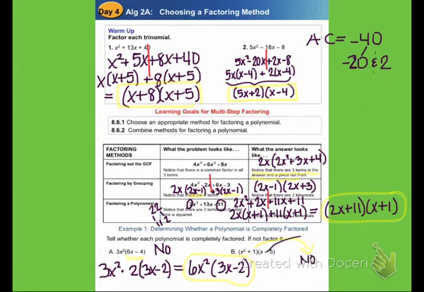Then I look at the other binomial. Can't break it down any further. And so we'd have to say this one is fully factored, and there's nothing more that we can do to it.